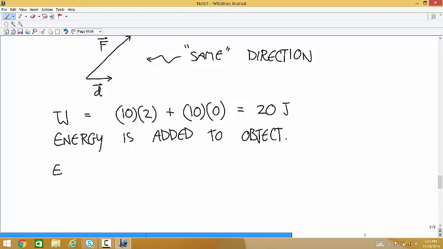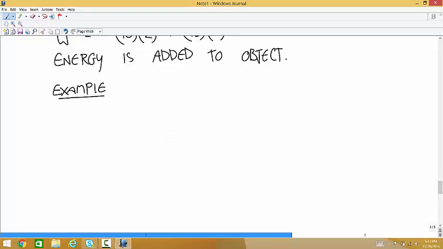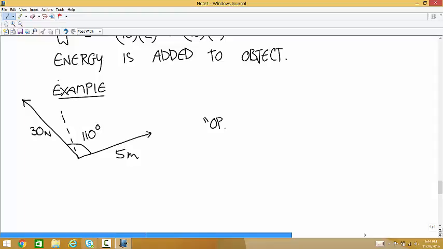Okay, so here's another example. Let's say that we have a displacement of 5 meters and a force vector of 30 newtons. And when you put these two tail to tail, let's say that this angle is 110 degrees. Are those closer to being in the same direction or the opposite direction? And so when we do this calculation, we expect the work to come out to be negative.